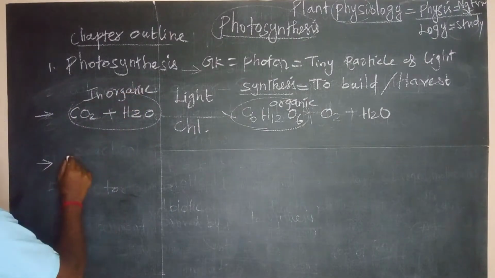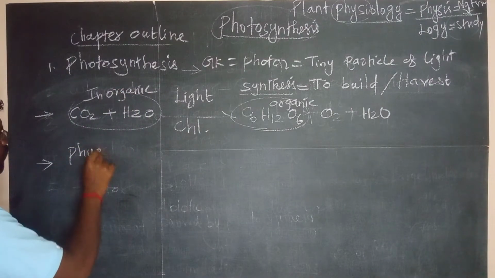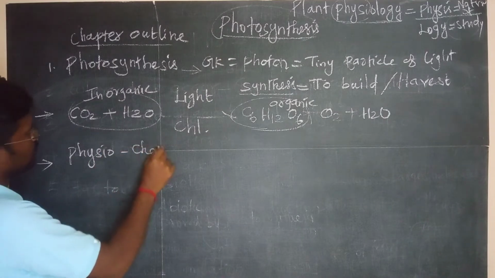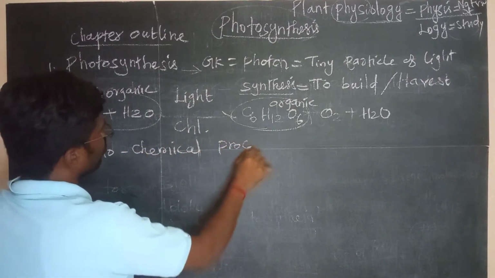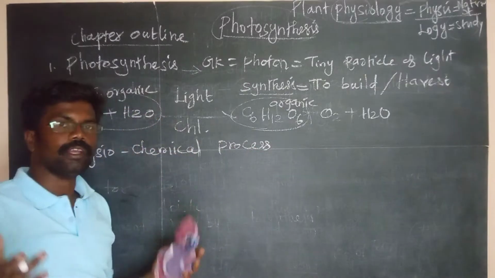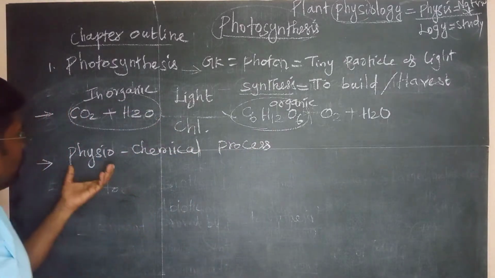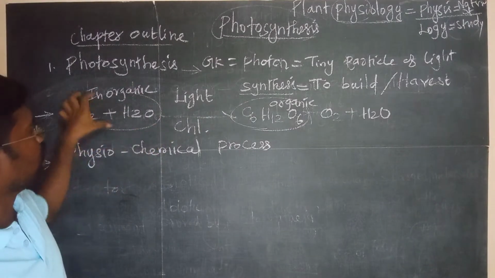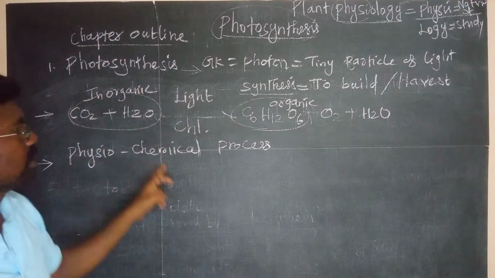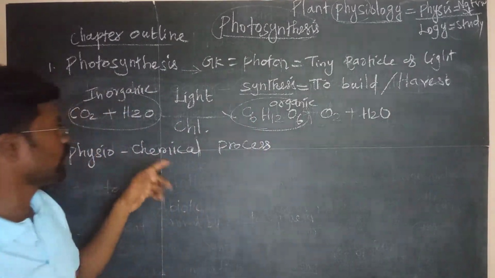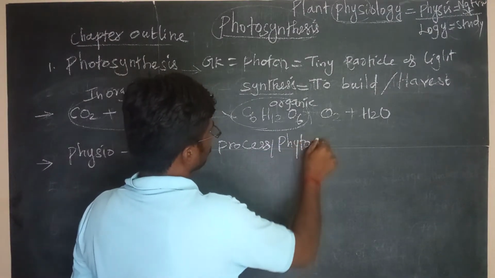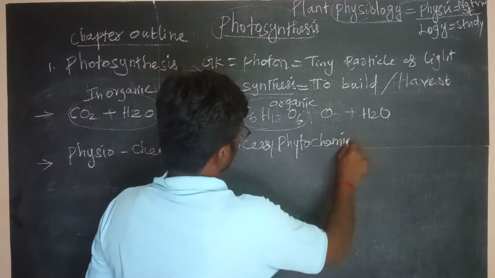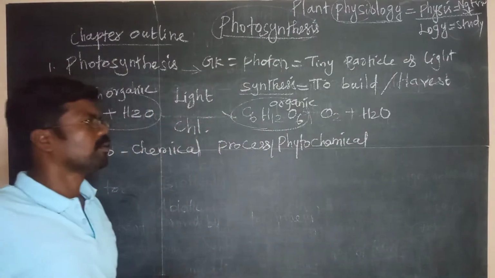It is a physiochemical process. Why should it be called a physiochemical process? It is a chemical process involving physiological processes. This is called a physiochemical process, otherwise called a photochemical process.